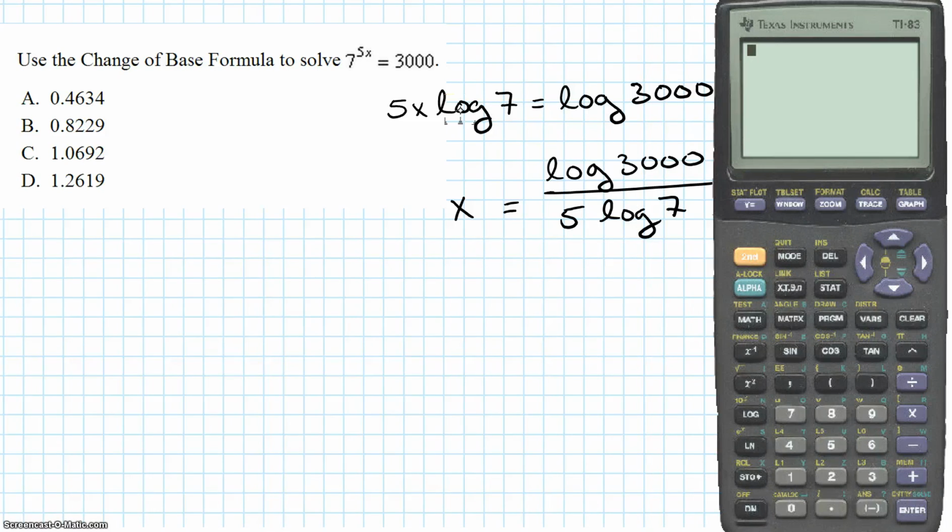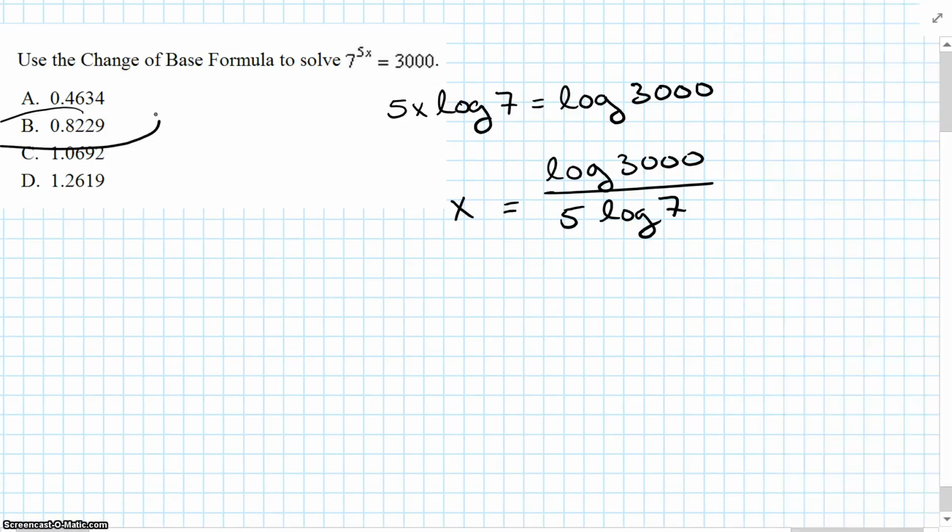So we get the log of 3,000 divided by 5 times the log of 7. So I got 0.8229. The answer is B. X equals 0.8229. Okay, next one.